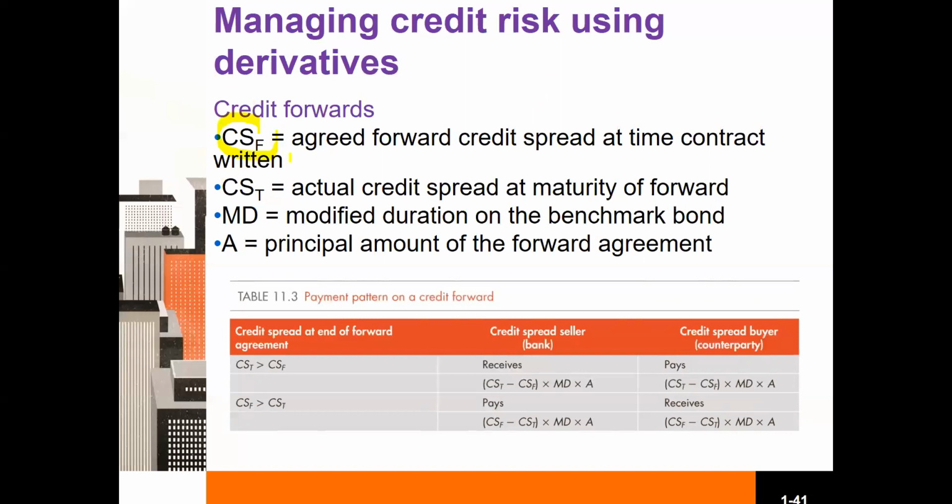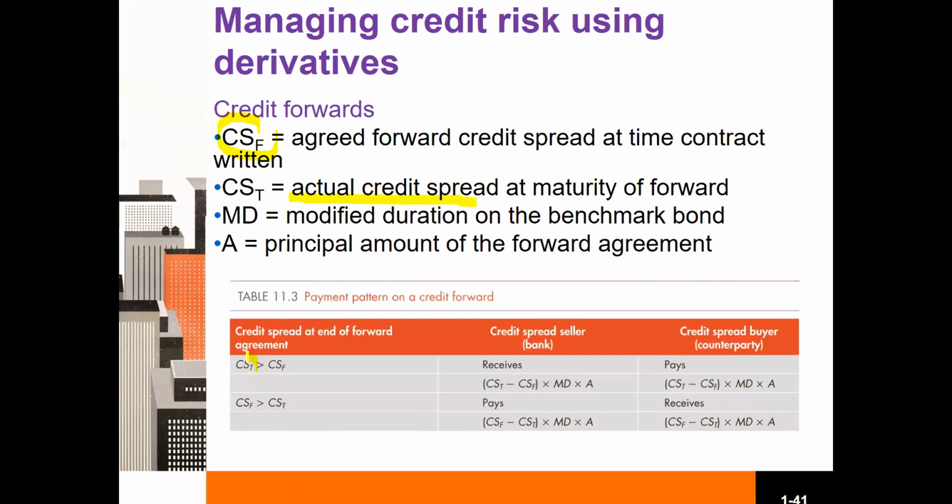Okay. Now, what can happen is, over time, the credit risk might go up. So as the credit risk goes up, the yield should go up. Let's say previously it was 5%, now it goes up to 6%, 7%, 8% because of the increased credit risk. So this is the actual credit risk spread at the maturity of the forward.